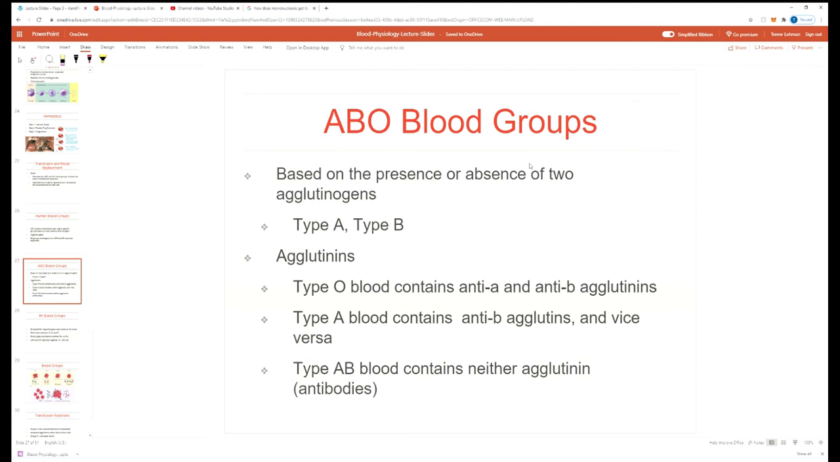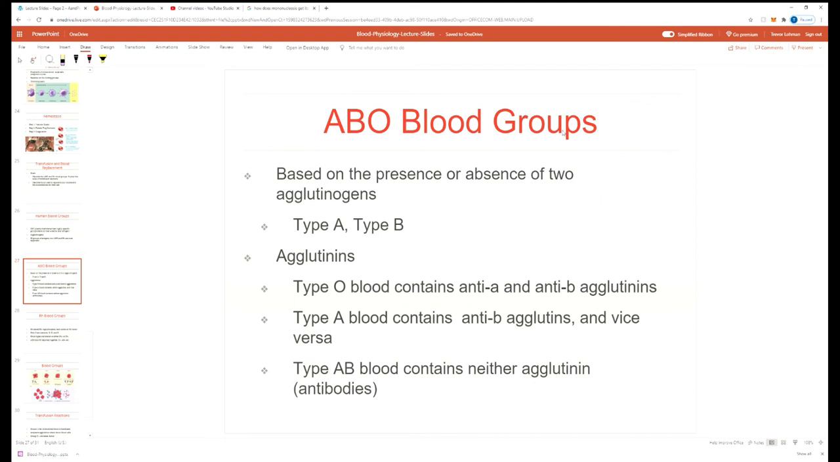It's based on the presence or absence of two antigens, type A antigens and type B antigens. So really quickly, let's just run through it. If you have type A antigens on your red blood cells, your blood type is A. If you have type B antigens on your red blood cells, your blood type is B. If you have both, your blood type is AB, and if you have neither, your blood type is O. So you can think of O, because there are none. Neither A nor B antigens.